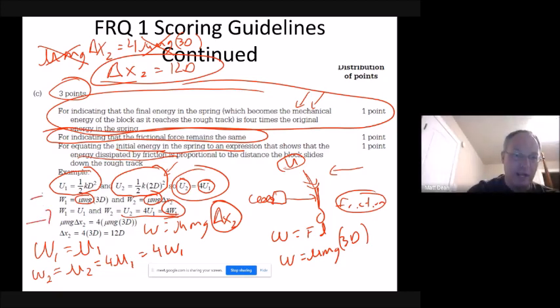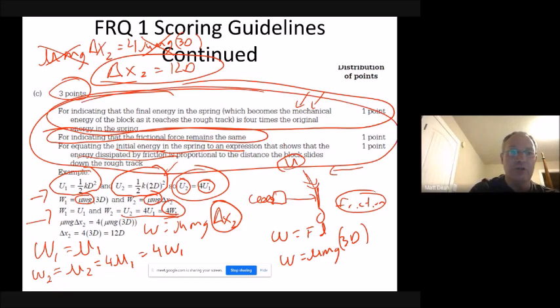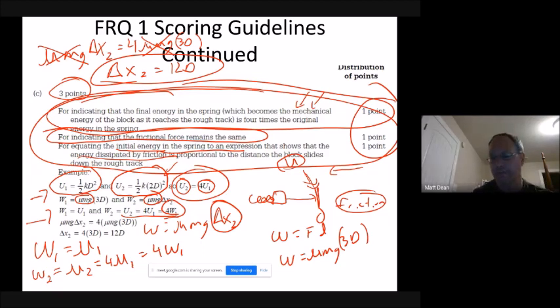So if you couldn't work out all these equations, I think if you went in and explained some of that in words, you could get some points. Either way, 3 possible points on part C. Before I go further, questions on part C, because I know some of this math in here is a little confusing.